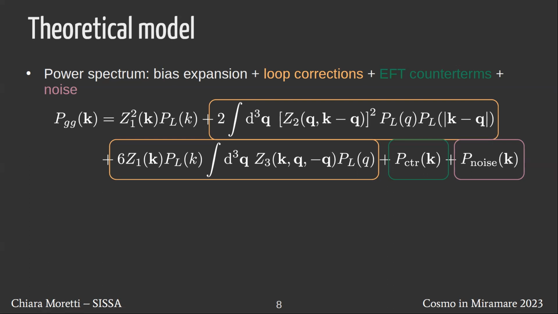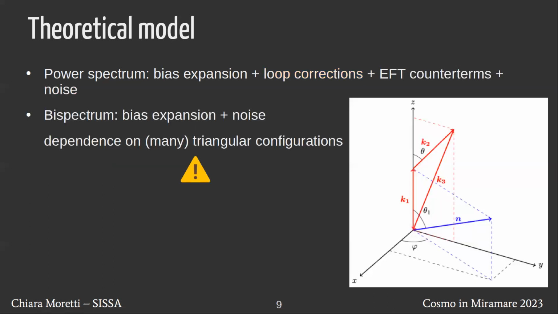So for noise, we have possible deviations from Poisson shot noise, which are both scale independent and scale dependent. And so in total, this had 11 nuisance parameters, as I was saying, plus the cosmological parameters. Now, the bispectrum, as I said, is simpler in a way because we don't have loop corrections. This is a tree-level model.